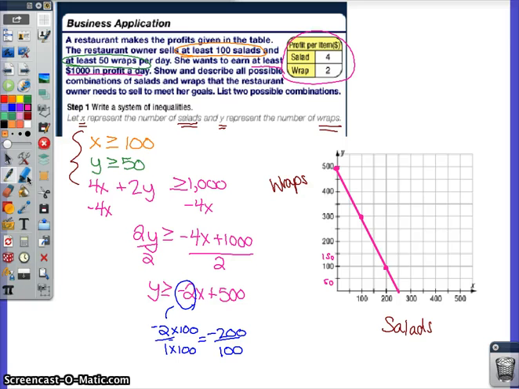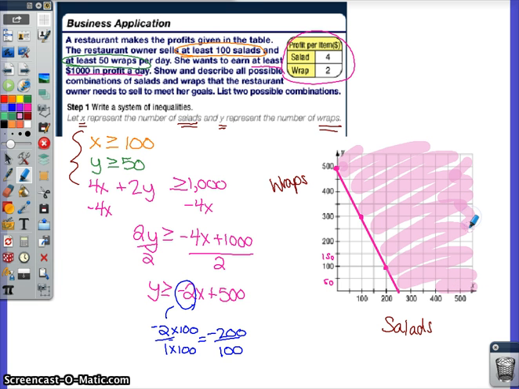Now, to shade this inequality, we said y is greater than or equal to negative 2x plus 500. So where's a point that's greater than that line? It's going to be to the right. If you're not sure, you can pick a point and plug it in. But y is greater than 500 over here, right? Up here. These would be the higher numbers. So I'm shading everywhere on the right side of the line right now. All of these are potential solutions.